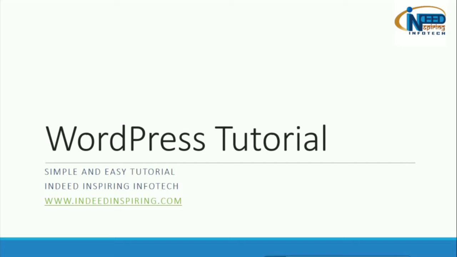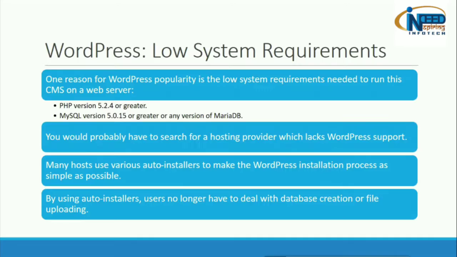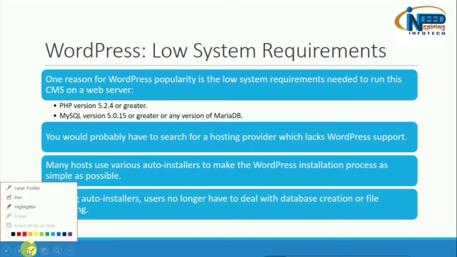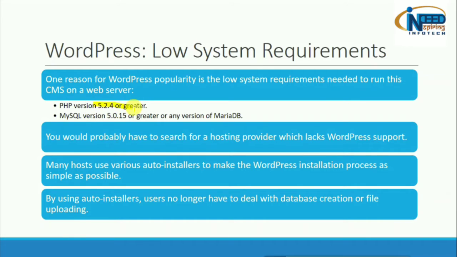This is our next video on WordPress tutorial. We are going to see how to install WordPress. Let us understand what the system requirements for WordPress are. WordPress requires very low system requirements. If you see, it requires PHP version 5.2.4 or greater, and MySQL version 5.0.15 or any greater version will be required. You can also use MariaDB, which is exactly the same as MySQL, a similar version.